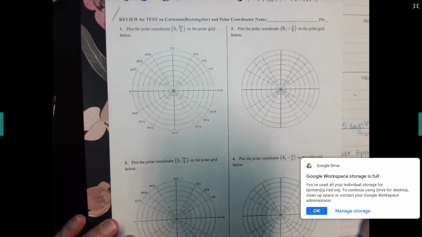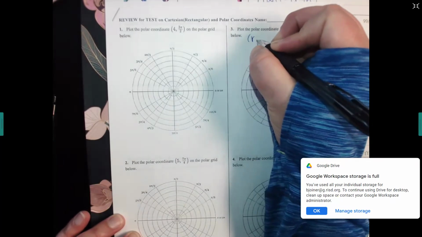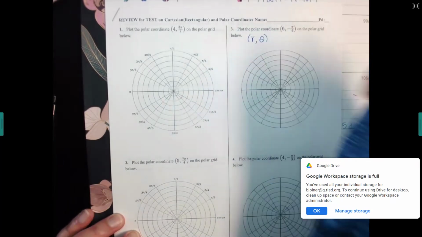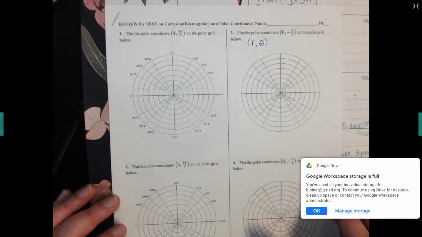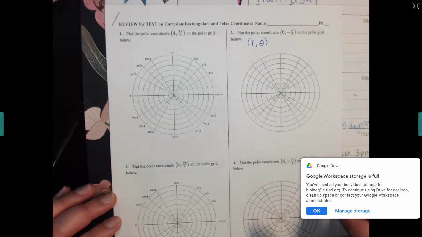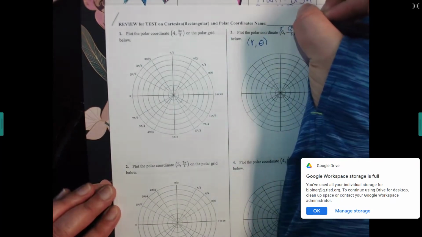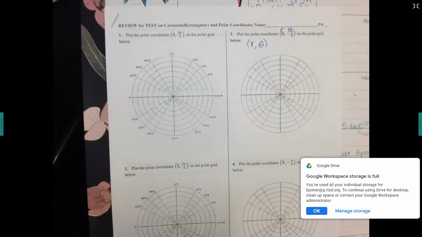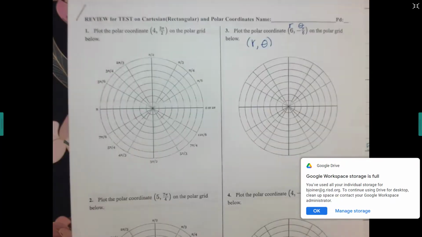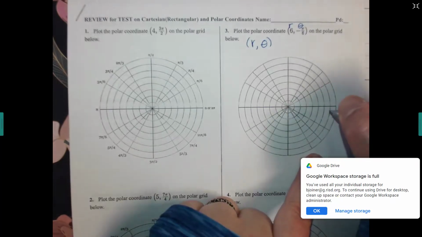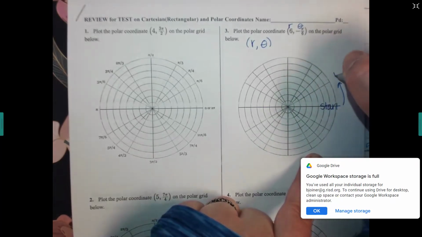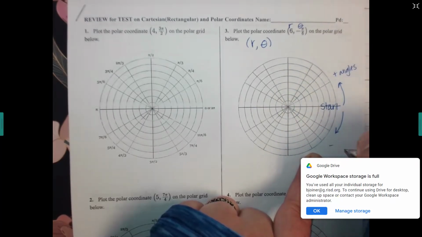Remember that when you're plotting polars, it's r comma theta. So remember r is going to be what ring you count out from the center. Theta is going to be your angle. So if I want to do 6, that's my r. Negative pi 6 is my theta. And remember, if you get a negative angle, you're always starting from here. Positive angles, you go up. Negative angles, you go down.